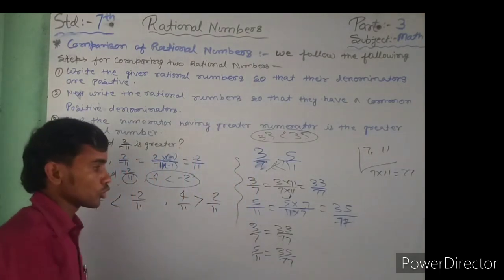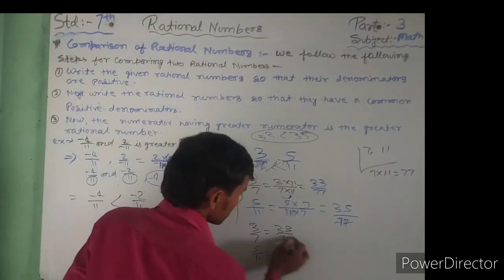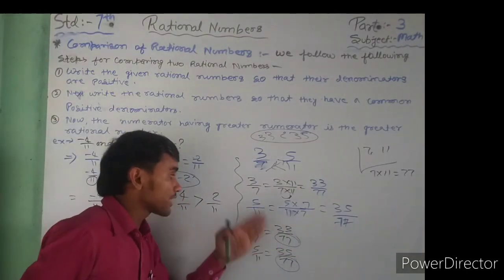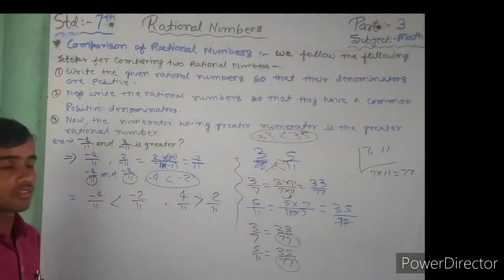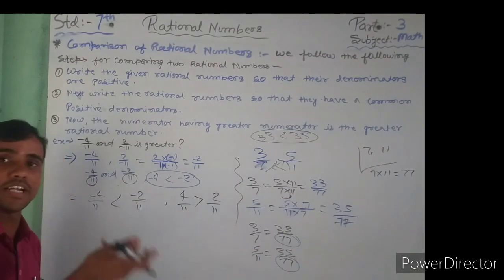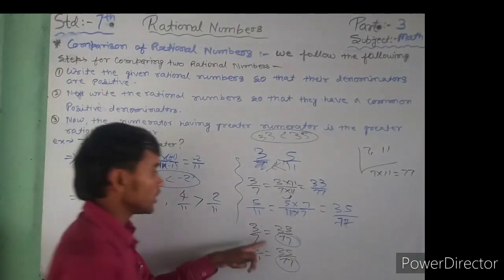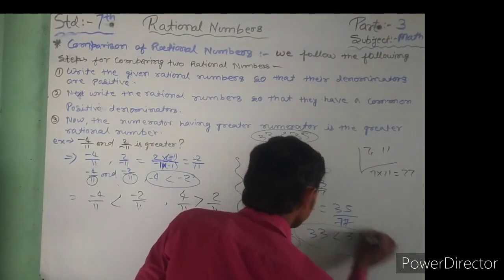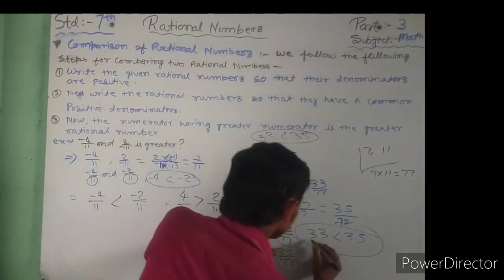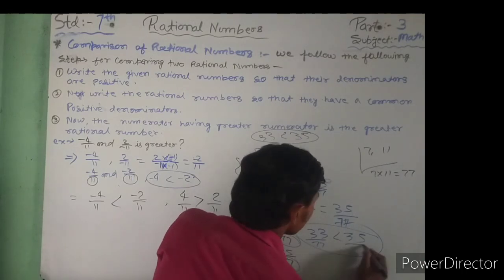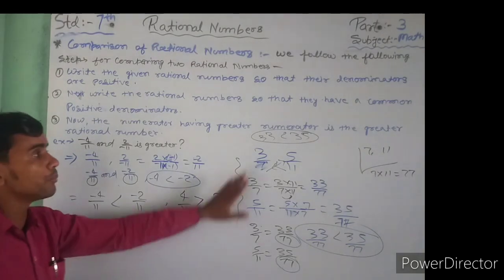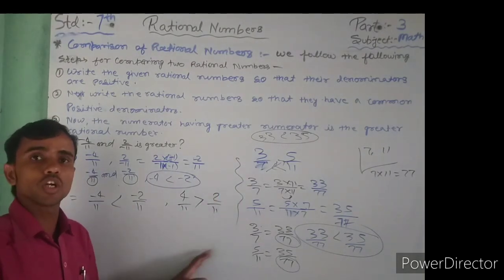My dear students, you know the denominator is the same. If the denominator is the same, next, the numerator which is less gives the smaller number, and the numerator which is greater gives the greater number. So here 33 and 35. Which is greater? 35 is greater. It means 35 by 77 is greater. That's your answer. So my dear students, in this way you compare the numbers.